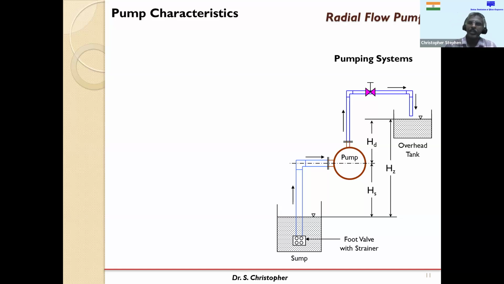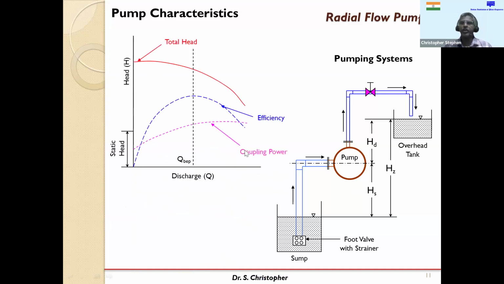by the pump. And you can see what is meant by the static head, HS, HD, and so on. I'm not going in depth because we have only limited time. I'll just brush up the topics to be covered. This is the generic characteristic of a pump. If you want to draw the characteristics of a pump, it should be drawn at constant speed. That is a basic condition.